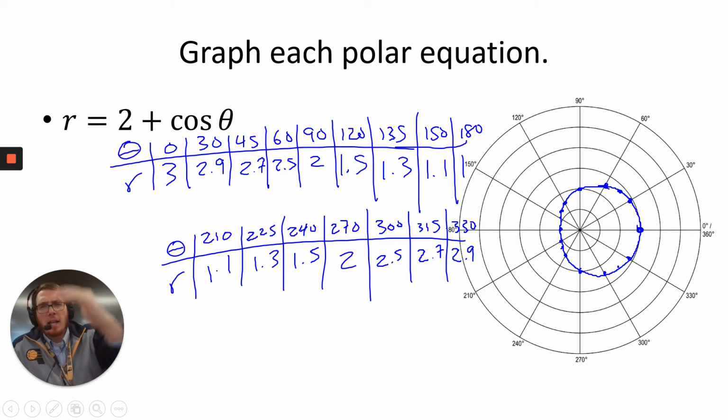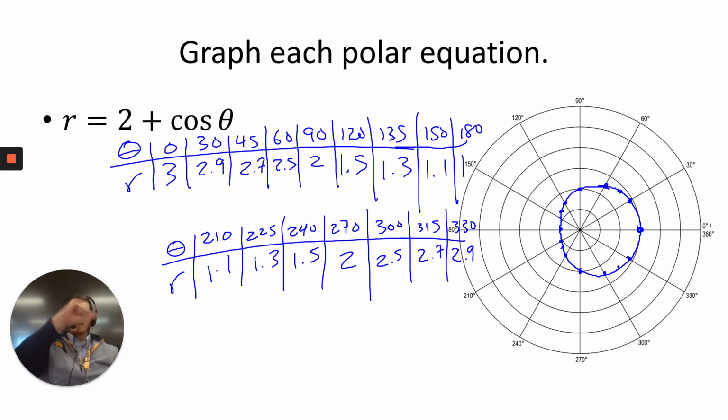It may not be exactly halfway. It may be kind of the first and the second half. It may be the first quarter and the second quarter. But there should be some type of pattern to it as you keep moving forward. So for this question, you'll notice that at 150, it's 1.1, and so is 210, and then it goes back up, all the way back to 3, which means it's symmetric above and below the y-axis, essentially.